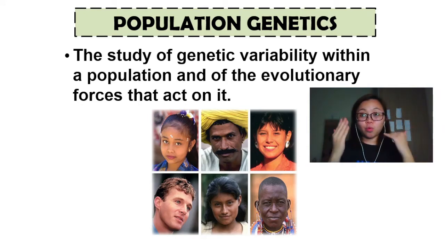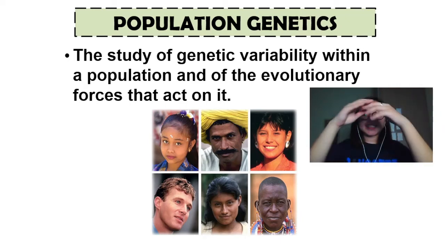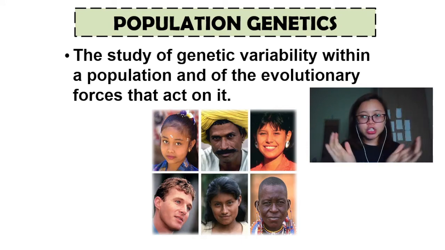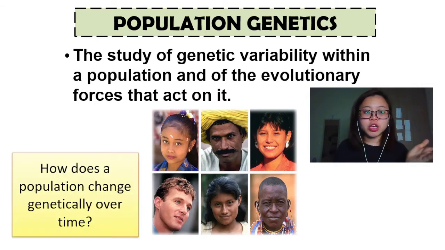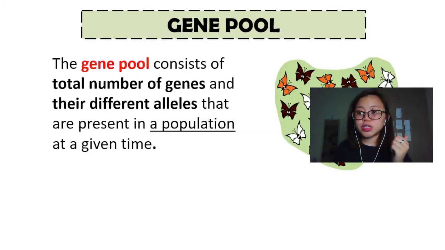We're not just looking at one family, first and second and third generation. We're looking at the whole group, the whole population. Where is the allele? Where is the gene? How does it change? And what makes it change? In other words, we can also say population genetics is the study to see how does a population change genetically over time. And you also need to understand the concept of a gene pool.